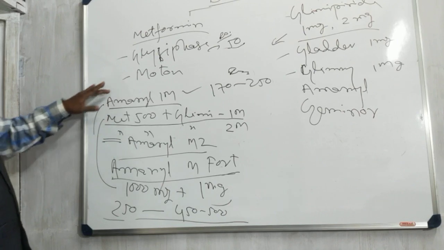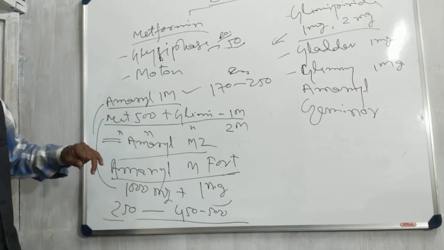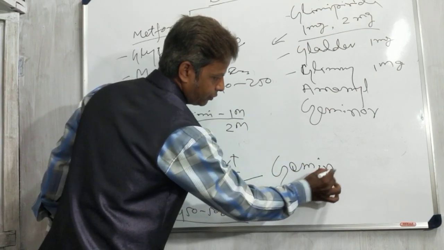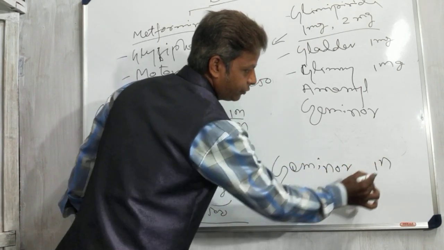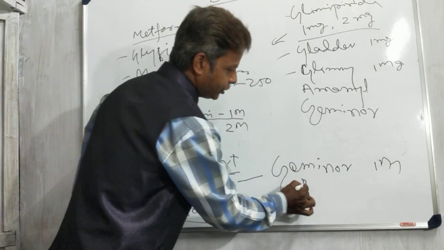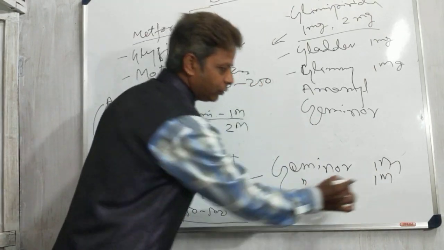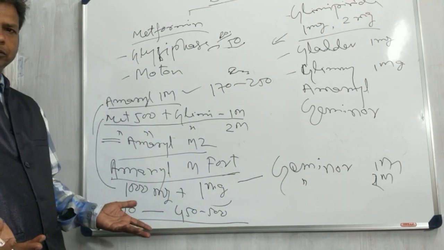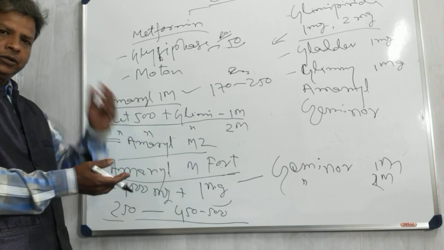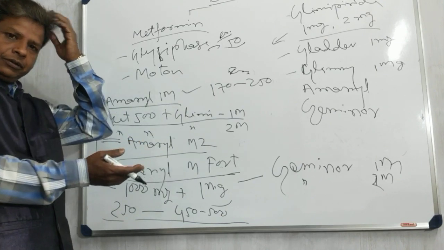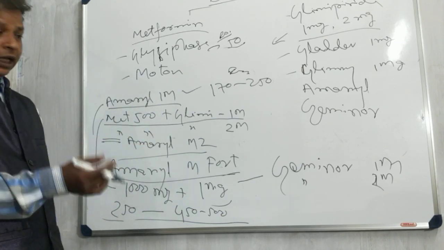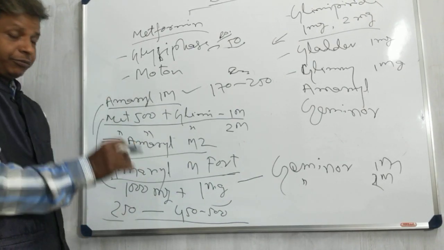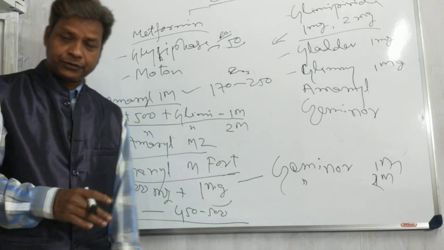On the market, if Amaryl M1 is not available, then take Geminor M1 or Geminor M2. Obviously, you will buy it from the market and take this medicine. This is very essential for your life, and you will get better within 2 to 3 months.